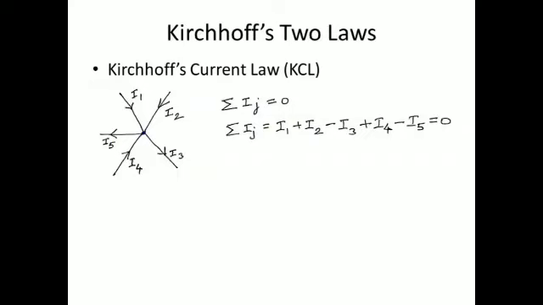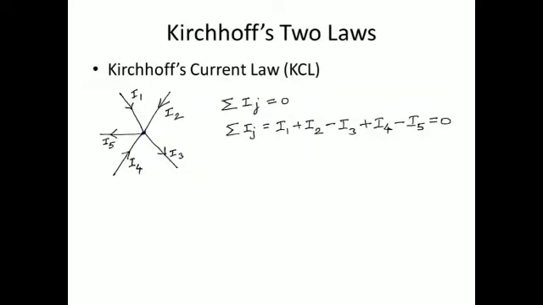So you see that the currents I1, I2 and I4, which are currents moving towards the branch point, are taken as positive, while the currents I3 and I5, which are moving away from the branch point, are taken as negative. Now this law is a direct consequence of the equation of continuity of charge, since there cannot be any accumulation of charge at any point in the circuit.